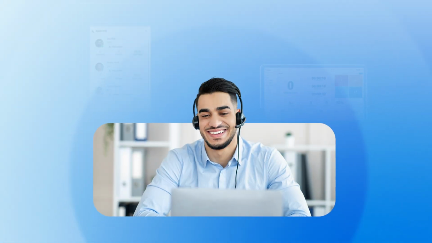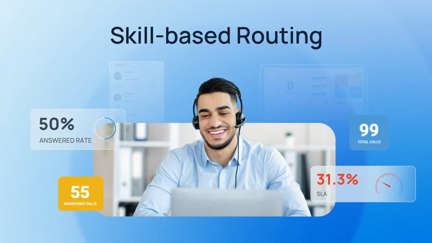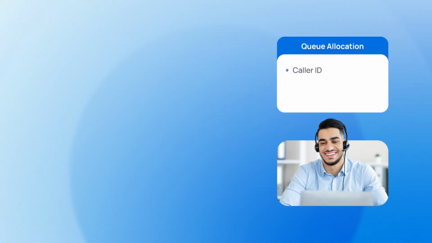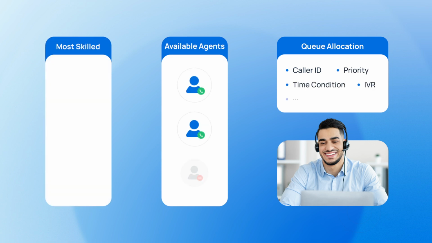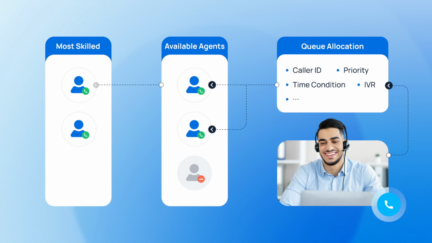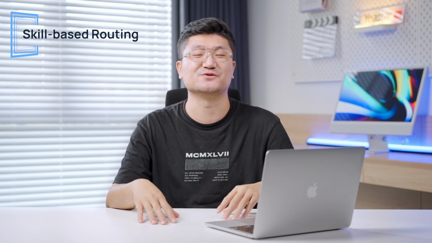Yeastar P-Series PBX now offers skill-based routing for your call center, allowing you to distribute incoming calls more efficiently based on the skill levels of your agents, rather than solely on their availability. This ensures higher service quality and simplifies call center management. Now, let's explore how to quickly and easily configure this new feature.